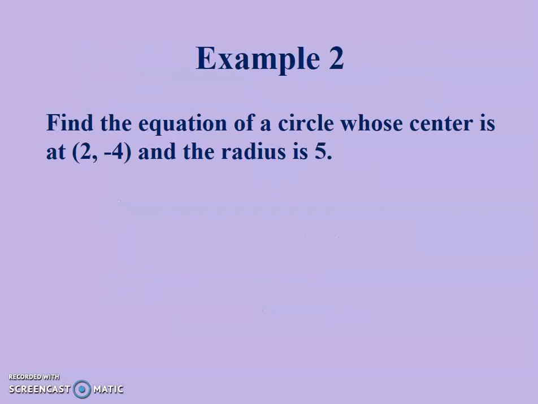Now, for example 2, it says find the equation of a circle whose center is 2 comma negative 4 and the radius is 5. Using that formula we had for the standard form, we're going to do x minus h, in this case 2, y minus k, which in this case is negative 4, so we end up with y plus 4, and then the radius is 5, so we'll square that, we get 25. Your final answer looks like this.